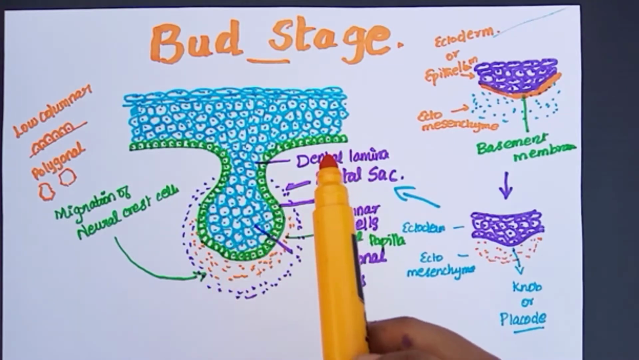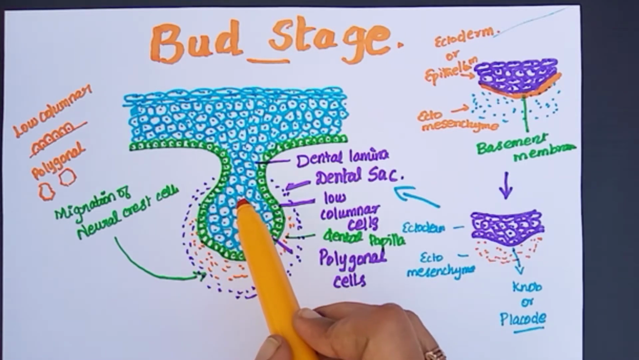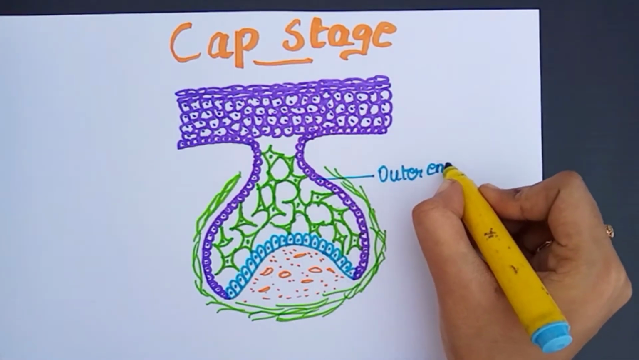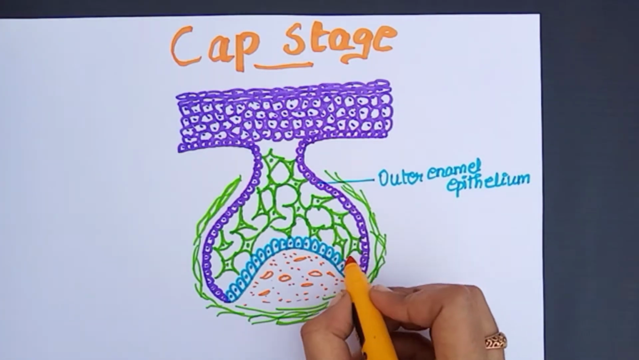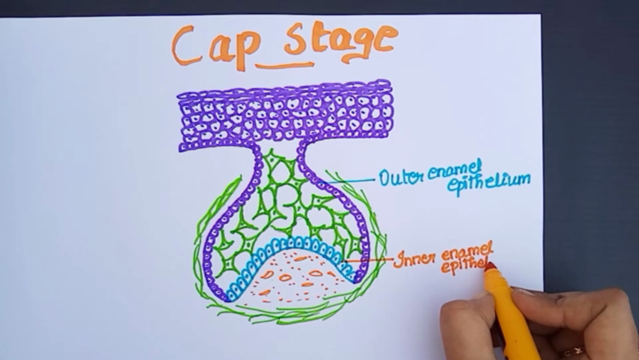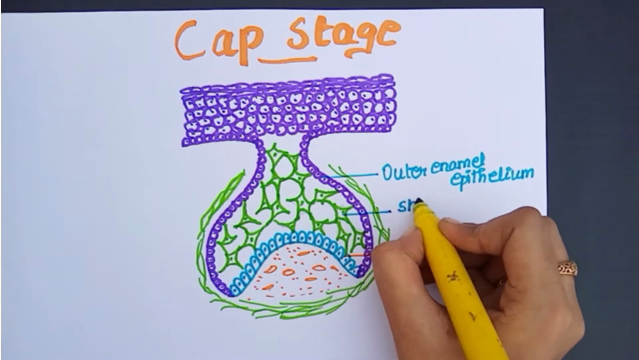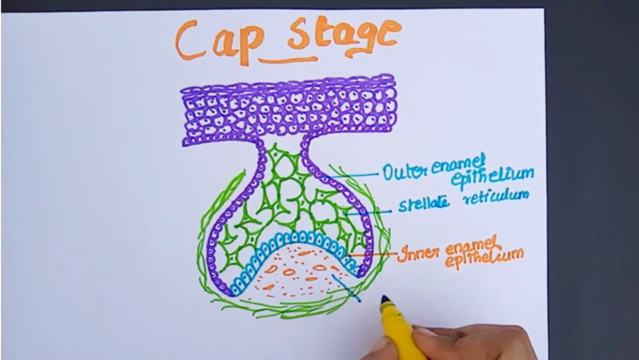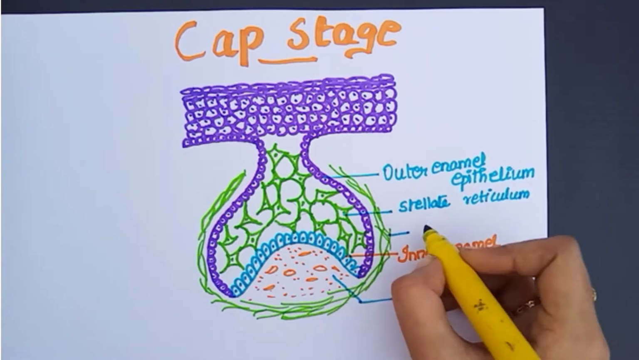In bud stage, we only had two types of cells, right? The peripheral low columnar cells and the centrally located polygonal cells. In the cap stage, the peripherally located cells of the tooth bud change into outer enamel epithelium and inner enamel epithelium. That is, the low columnar cells seen in the bud stage differentiate into outer and inner enamel epithelium. And the centrally located polygonal cells change into stellate reticulum. And this is dental papilla, which is seen in the invagination of the cap. And this is dental sac.